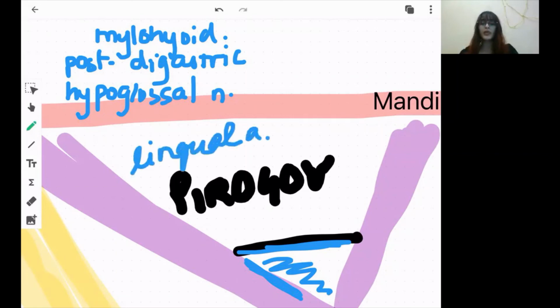This was asked in 2020. The lingual artery needs to be ligated, and in which triangle can it be found? The answer is the Pirogov triangle, and it is present in the inferior angle of the submandibular triangle.